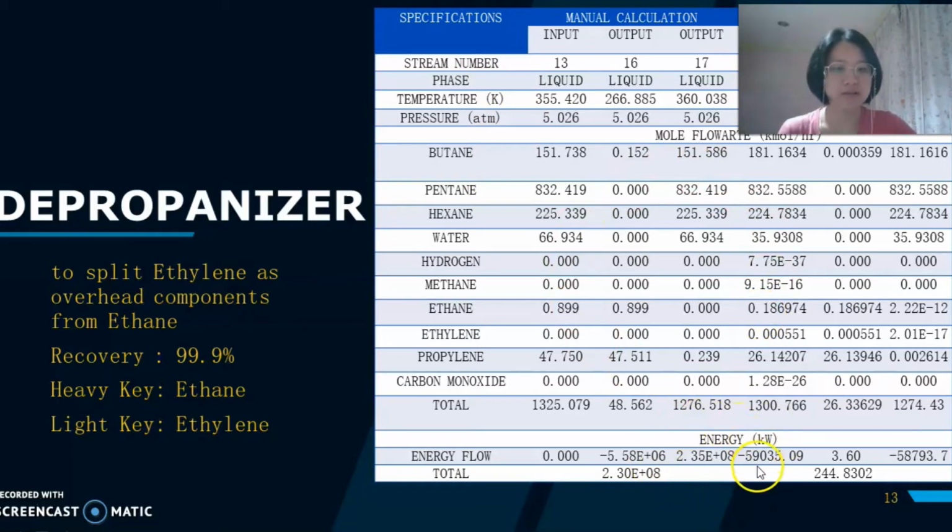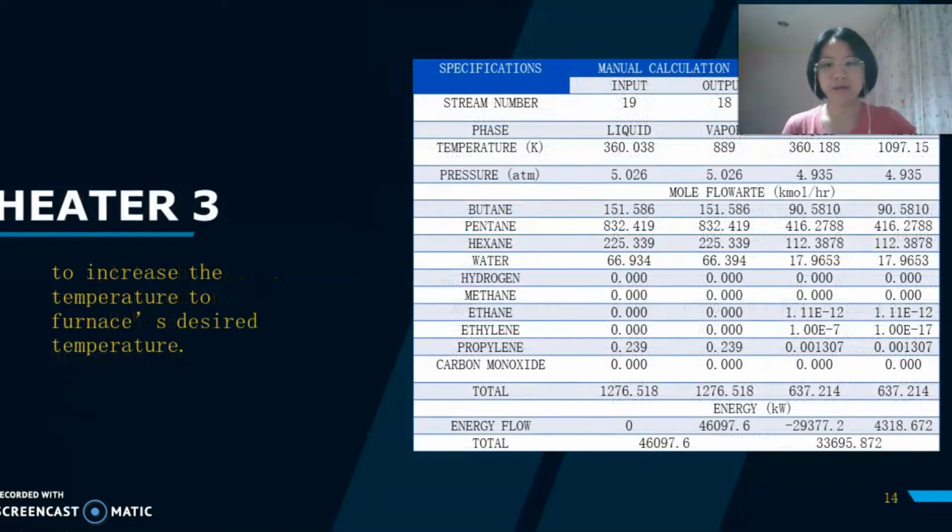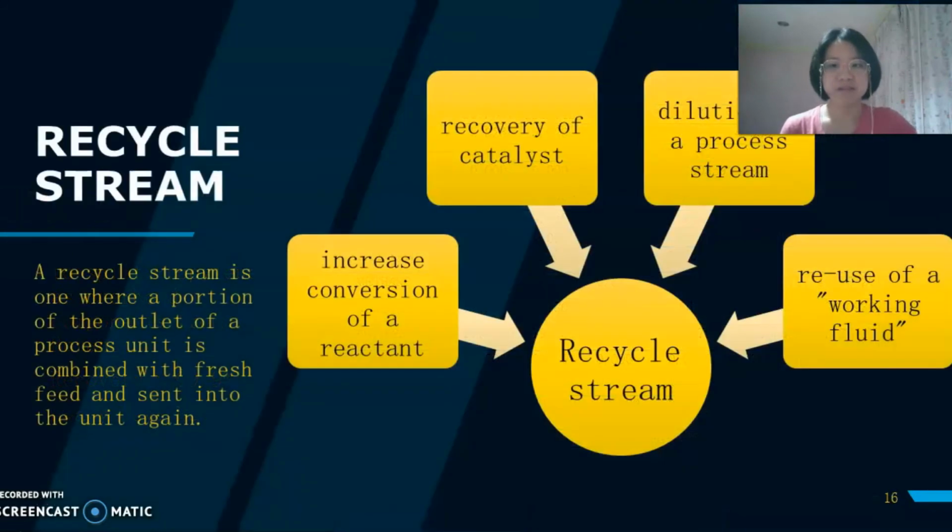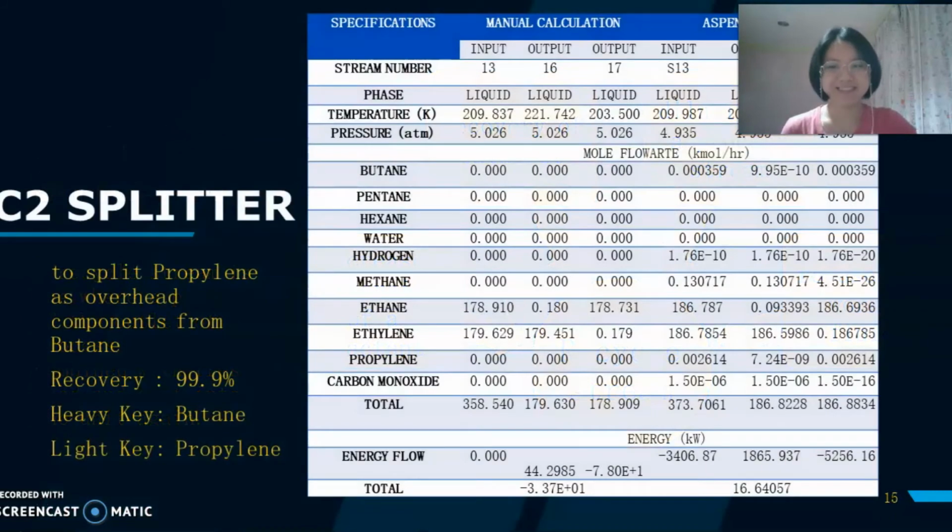Only the energy flow has a big difference due to the same thing that I said before, the wrong method is used. So heater 3 is used to increase the temperature so that it can meet the furnace desired temperature. Energy flow is okay, material balance also okay, temperature and pressure also okay.